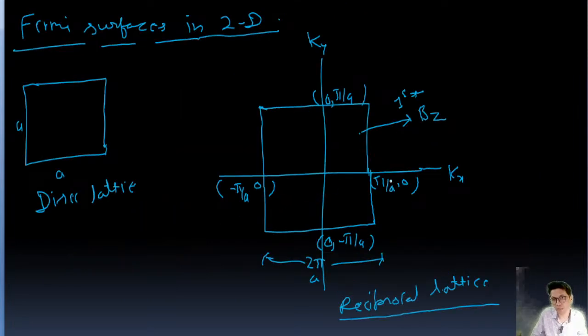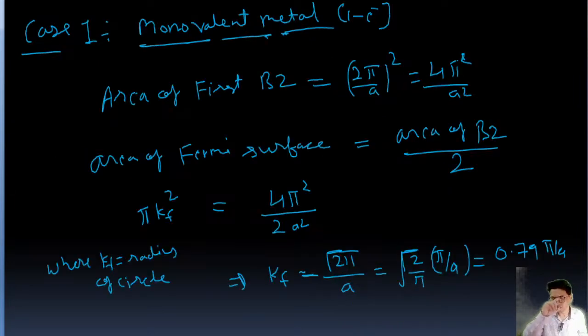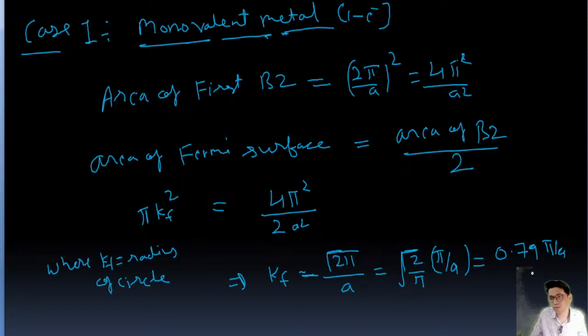This distance is pi by a, right, in the first Brillouin zone. Okay, this is important. So this is the kf, the Fermi surface, and this is 0.79 pi by a. This implies that the radius of the Fermi surface kf is between 0 to pi by a, right? Because this value is 0.79 pi by a.